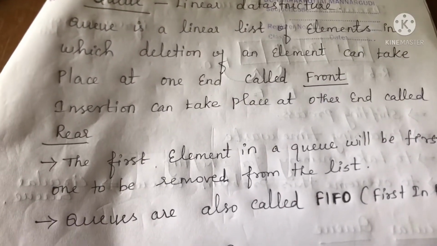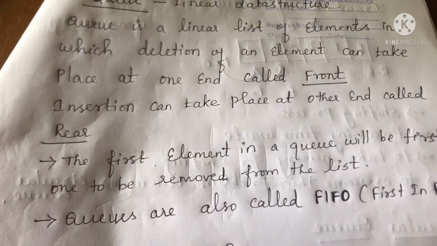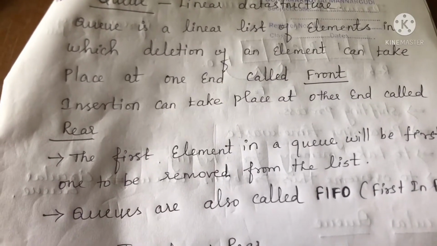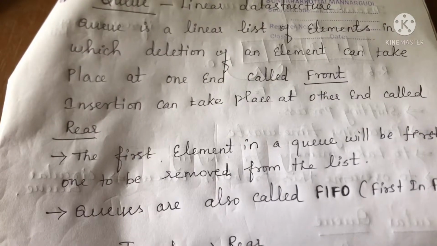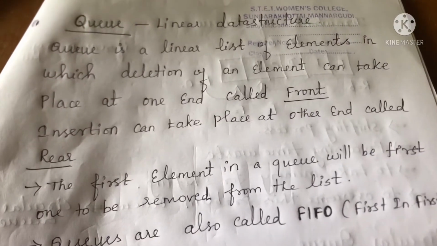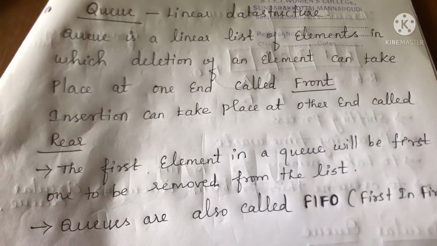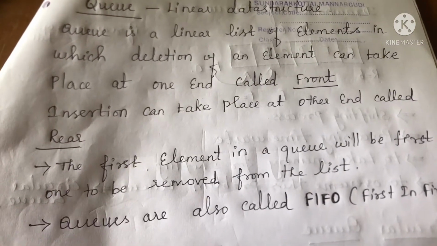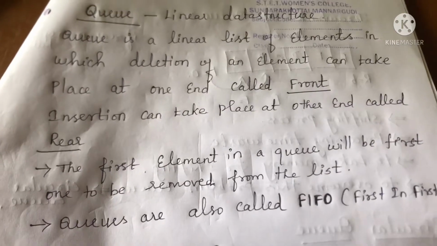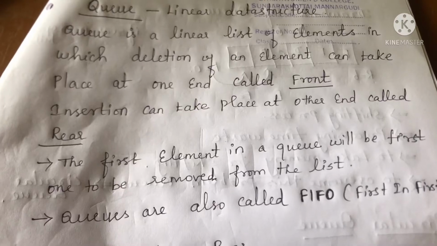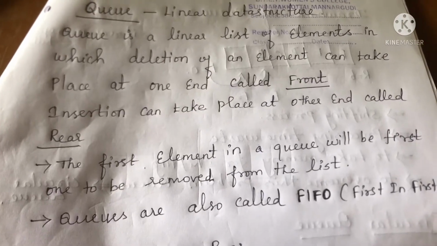I already discussed the topic stack. In a stack, insertion and deletion take place only at one end, called top. In a queue, there are two points: one is for insertion, another one is for deletion. Deletion is done at the front position, and insertion takes place at the rear position.